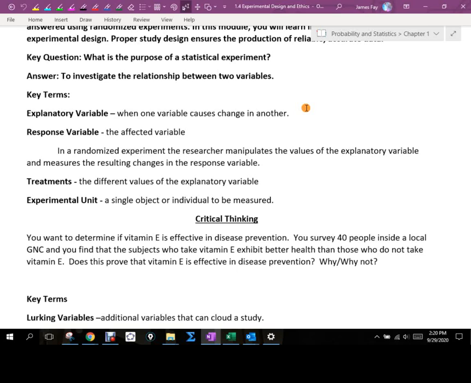Okay. So key questions: what's the purpose of a statistical experiment? It is to investigate a relationship between variables. It is to see if aspirin does cause an impact on heart attack rates. It is to see if fatigue has an impact on fine motor skills. So we're going to see if the variable of fatigue impacts the variable of fine motor skill proficiency. Does that make sense? Okay, so that is the purpose of an experimental study.